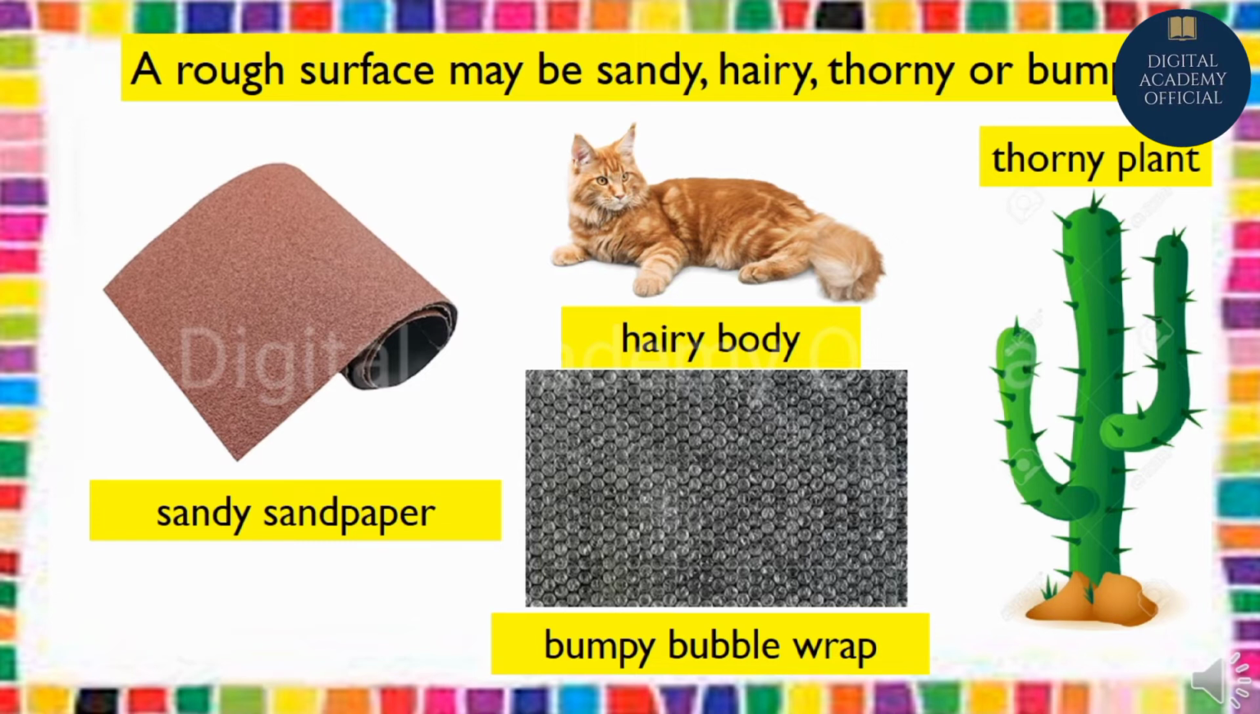Have you ever tried petting a cat? You notice that its body is hairy. The surface of its body is hairy and rough. What about the cactus plant? It is very thorny and it can hurt our fingers.